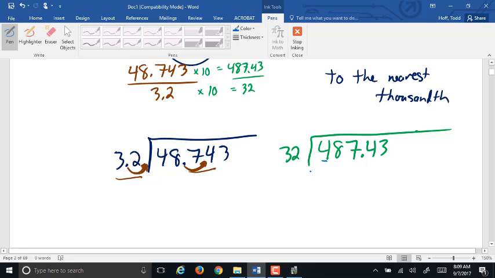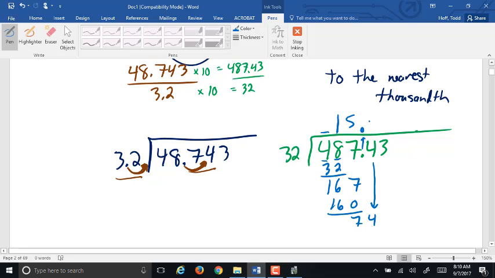Does 32 go into 4? No, so we're going to leave it blank above the 4. 32 go into 48. It goes in there once. Now 8's the last digit we use, so the 1 goes above the 8. 1 times 32 is 32. We subtract, we got 16. We bring down the 7. Does 32 go into 167? 5 times. 5 times 32 is 160. There's 7 left. Before I can bring down the 4, what do I have to do? Move up the decimal point, yes. I bring down the 4.